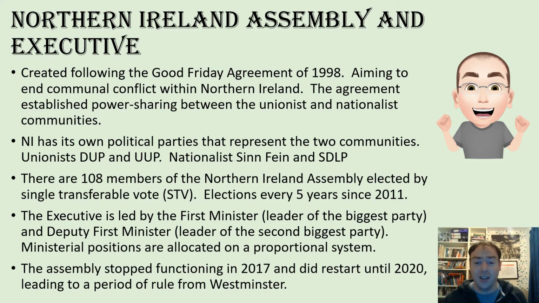Again, you've got an executive that is made up of different parties from different communities. Now, the Assembly and the Executive stopped functioning in 2017. Essentially, they couldn't come to a power sharing agreement, and it didn't restart until January 2020. And in those interleading three years, we went back to a period of direct rule from Westminster. So therefore, we had, for a period of time, a very limited impact of devolution because it wasn't functioning.